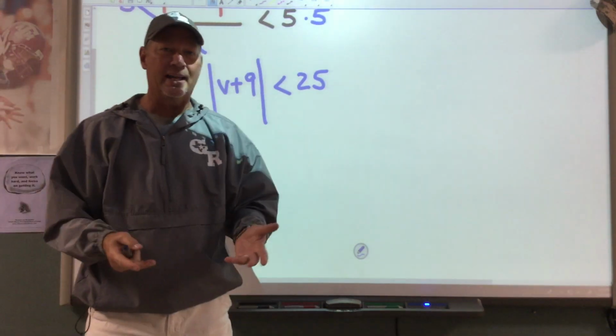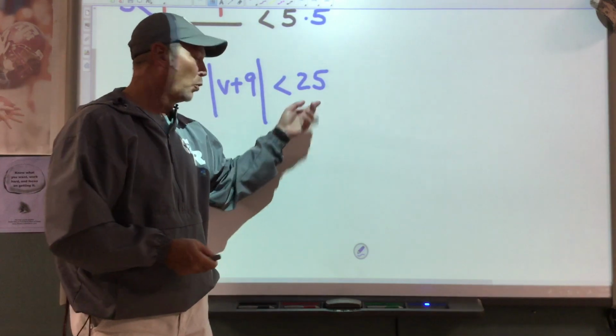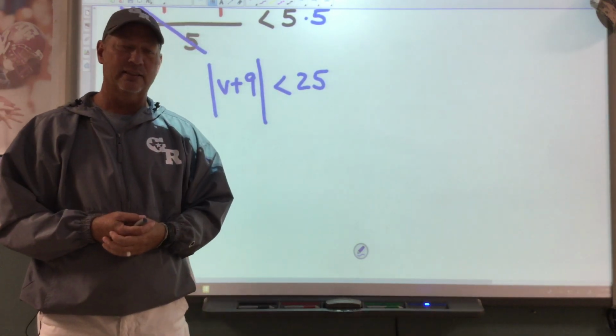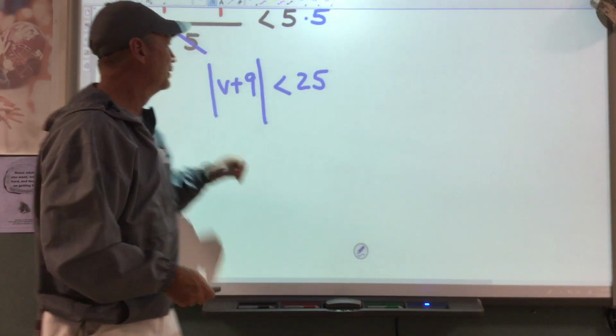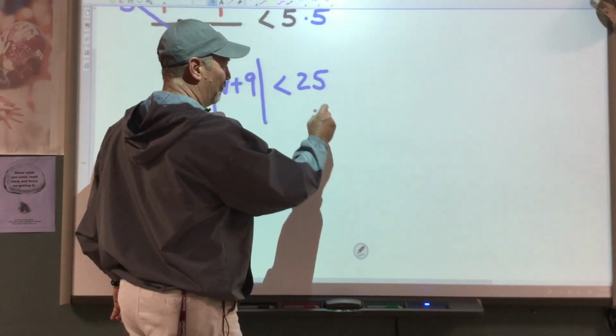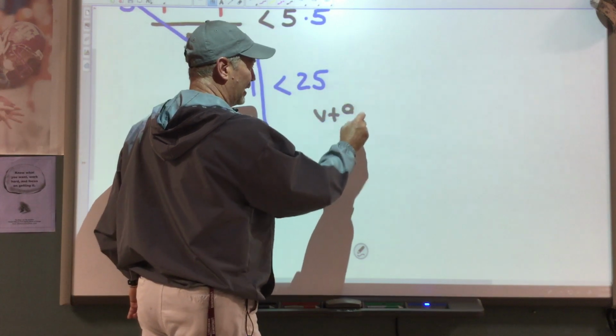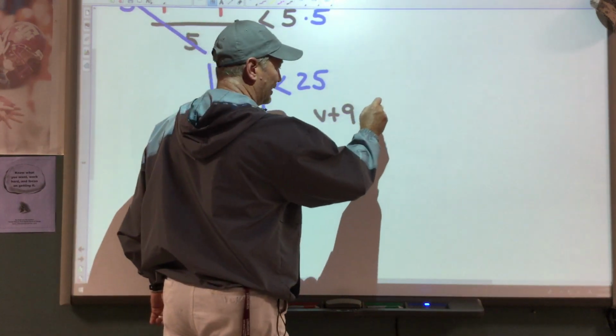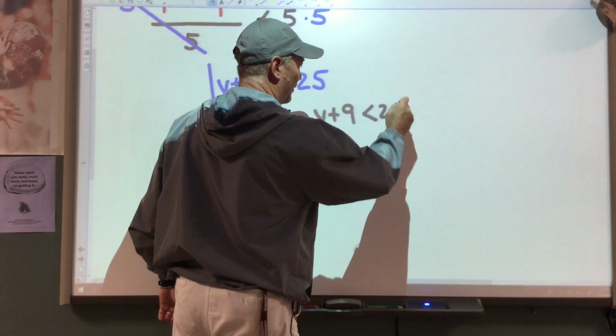Absolute value is by itself. Is this a workable problem? Yes. We will work it two ways. First time, copy it like you see it: v plus 9 is less than 25.